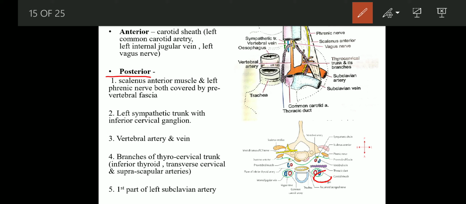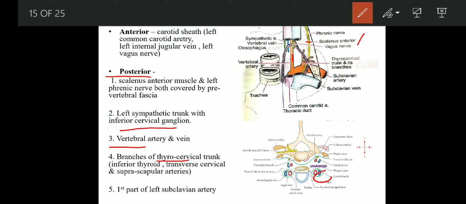And posteriorly, there are five important relations. First, the scalenus anterior muscle along with the phrenic nerve, and both these structures are covered by the prevertebral layer of fascia. Second important structure is the left sympathetic trunk along with the inferior cervical ganglion. Third, there is the vertebral artery. This one is the vertebral artery. The vertebral artery is a branch of the subclavian artery.